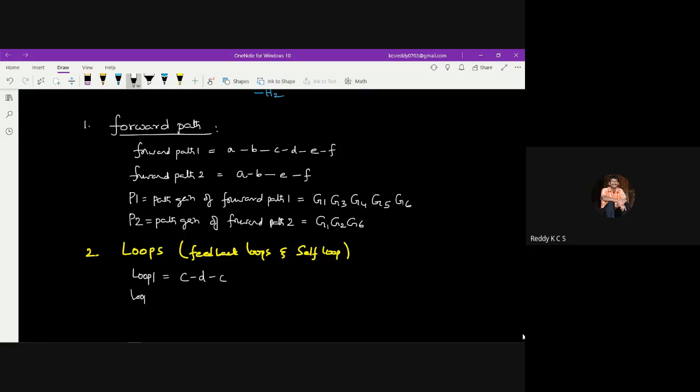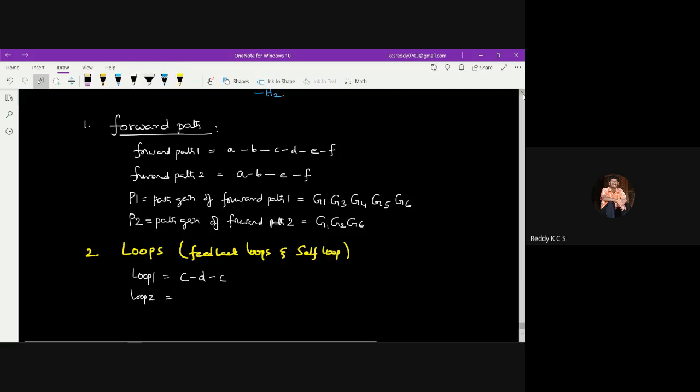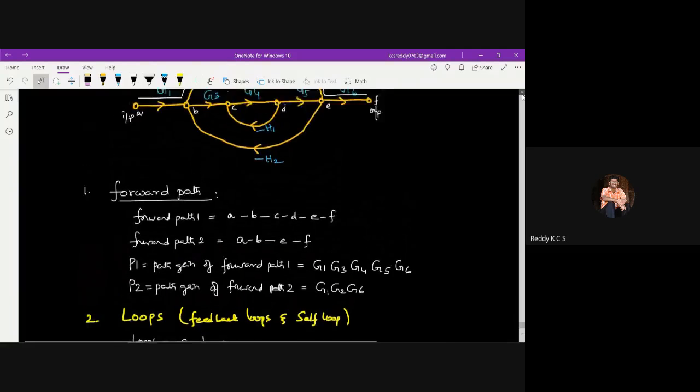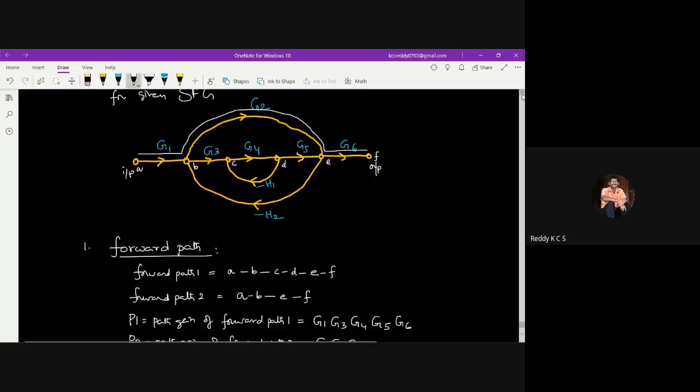We'll see if there is one more loop. Look at the diagram. One signal is generated from B, then it reaches C, and it can touch more than one node, but no node should be repeated. So B to C, then C to D, then D to E, then coming back to this B.